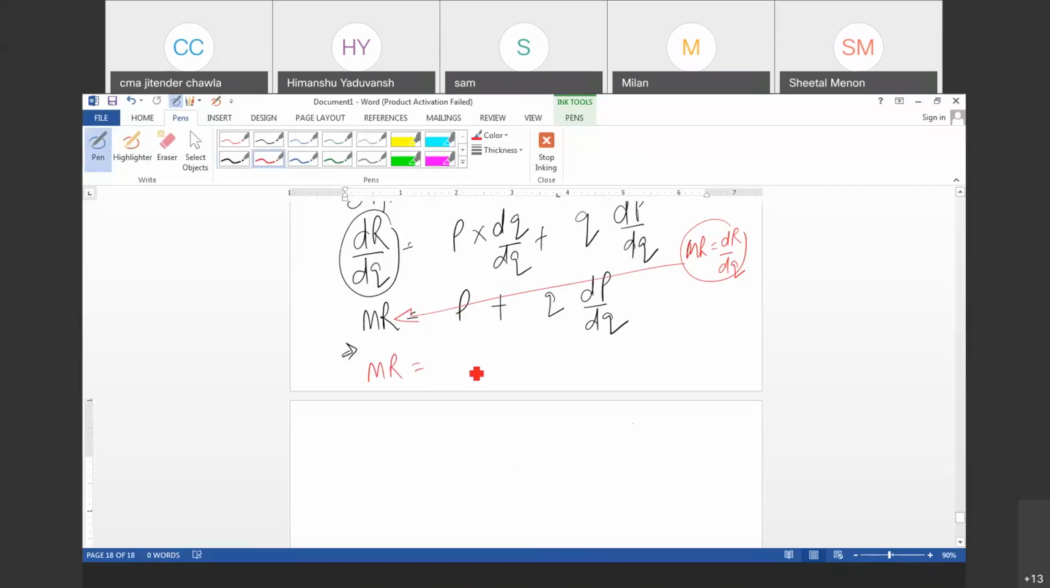So MR is equal to P times 1 plus Q by P into delta P by delta Q. Is this clear? Is it clear how it came? Any one of you? So MR is equal to P times 1 plus 1 divided by dQ by dP into P divided by Q. I took it to the denominator and just reversed it. Have you understood? If yes, then I move ahead.